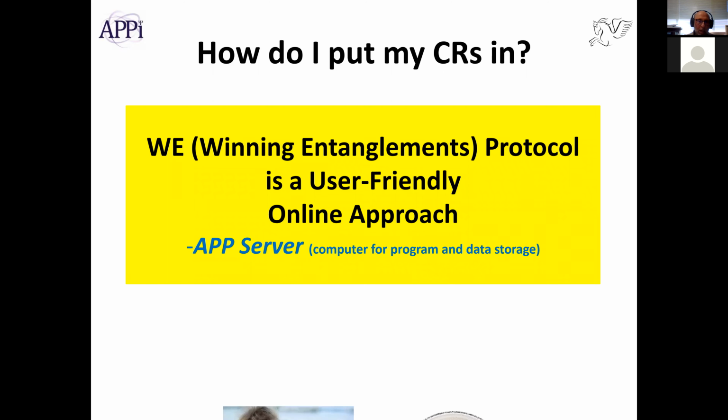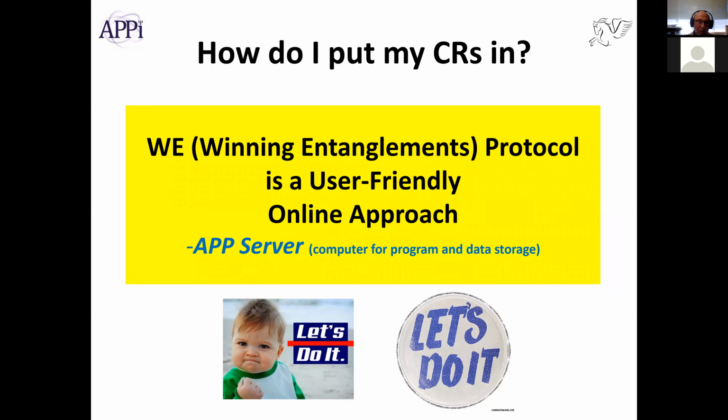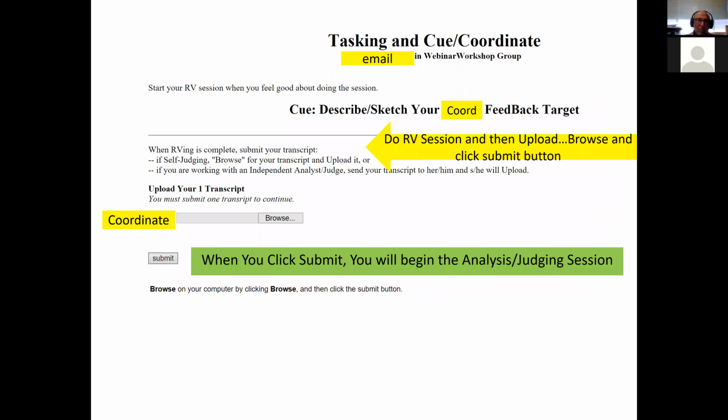Okay, so how do I put in my CRs? How do I get to my two possible targets? Remember this guy? Okay, so I have mine, I think, still open, but I'm not going to click on it because that's going to give me my pictures. I don't want you to get confused with my pictures.